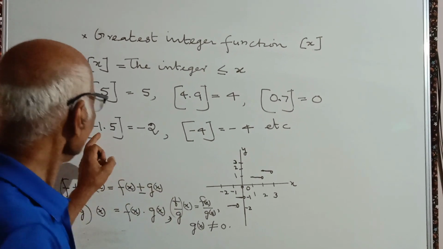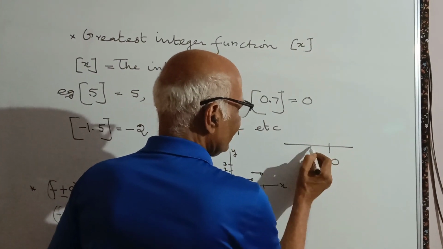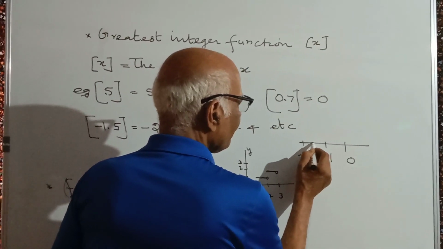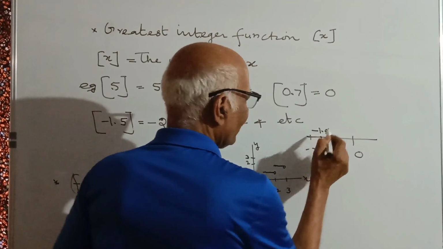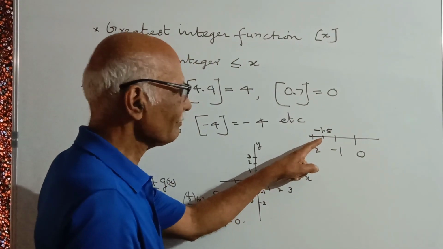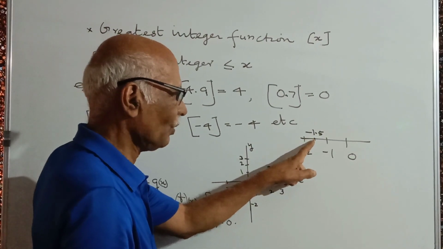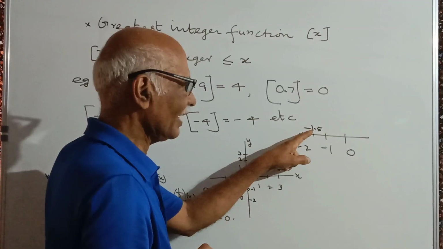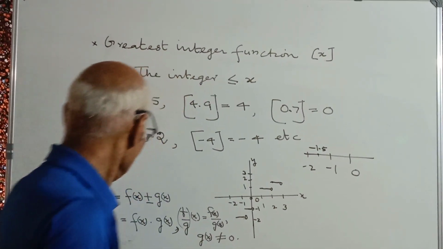Now we can see, in the case of negative numbers, this point represents minus 1.5. And we are looking for the integer less than or equal to this point. So the integer is minus 2. So in the case of negative numbers, there is a problem like this.